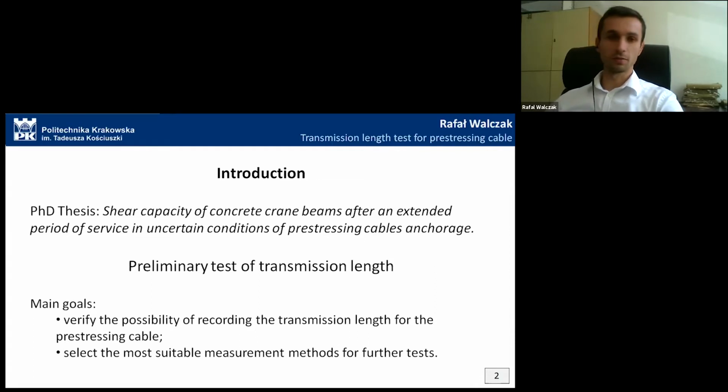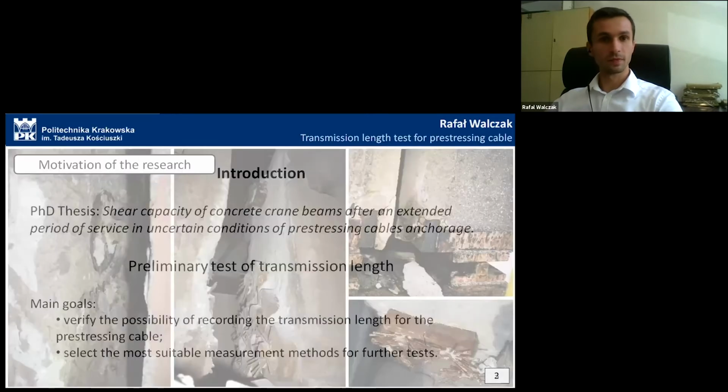One part of my research is how to determine the transmission length of the prestressing cable in a situation of losing the cable anchorage. This presentation is of a preliminary test of transmission length. The main goals of this test were to verify the possibility of recording the transmission length for the prestressing cable and to select the most suitable measurement method for further tests.